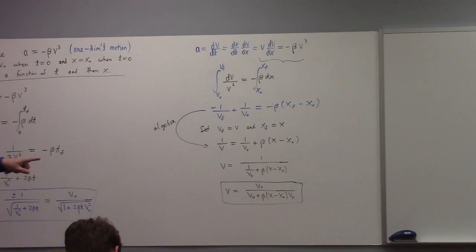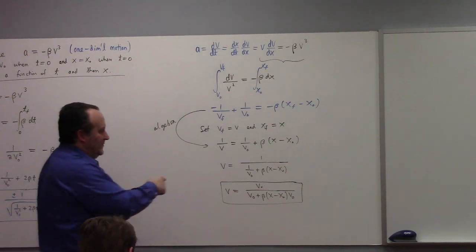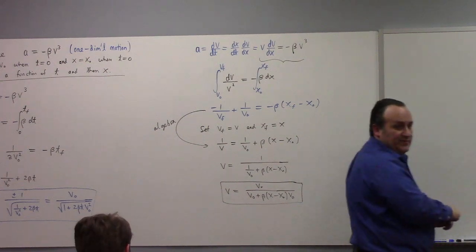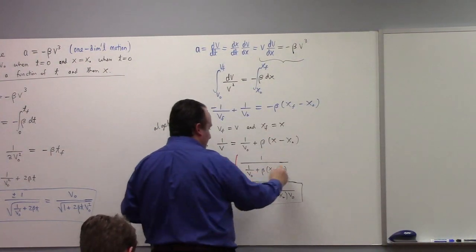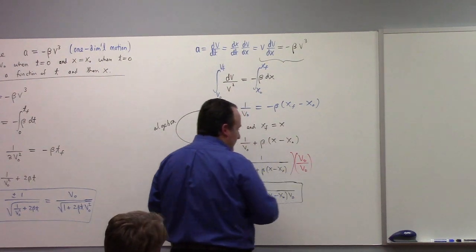Now my boxed equation's wrong. Tell me why. Yeah, you have v naught in every term in that fraction. Right. So why is that wrong also? I mean, how do I get from here to here? What was I trying to do? I almost did, but I didn't quite do it successfully. What's the algebra step here? Yeah, multiplying by 1, right? Multiplying by v naught over v naught.